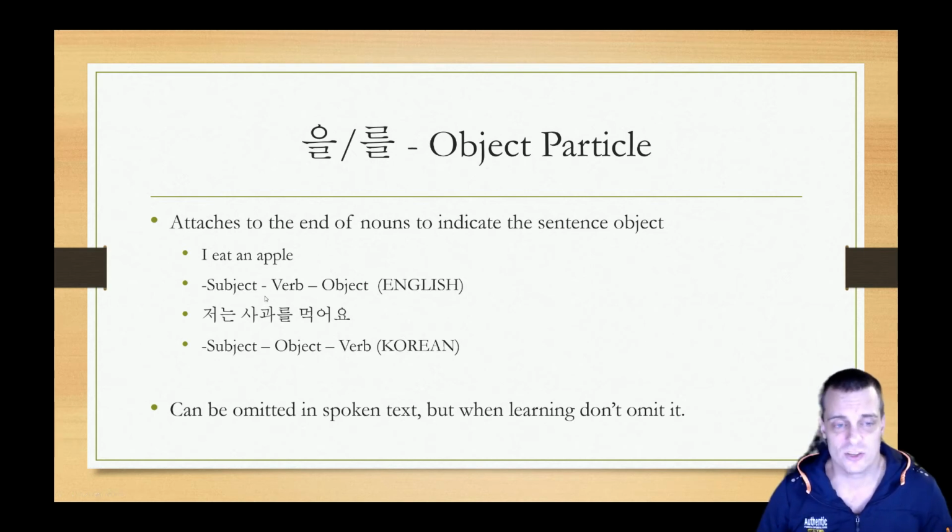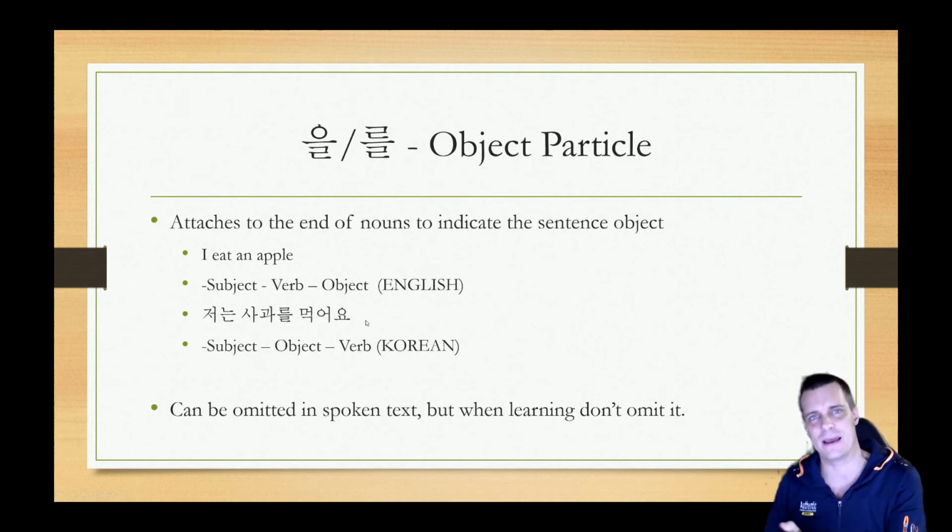All right, so if we have a look at a Korean sentence, just to play that out a little bit, the subject, and in this case it has the topic particle attached to it, but the subject is I, 저는, 사과를, which is the object, and then lastly, 먹어요, to eat. So I, an apple, eat.